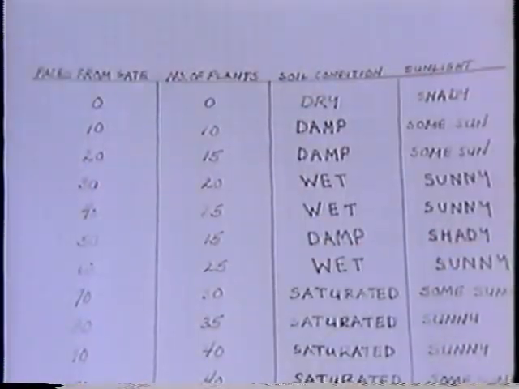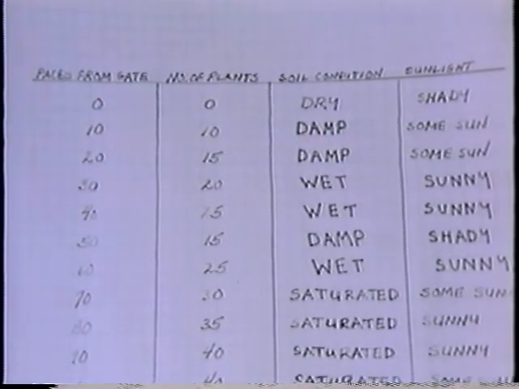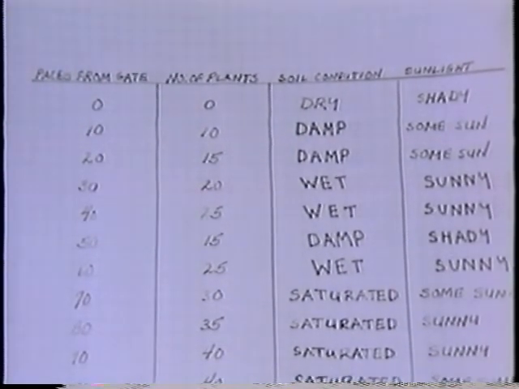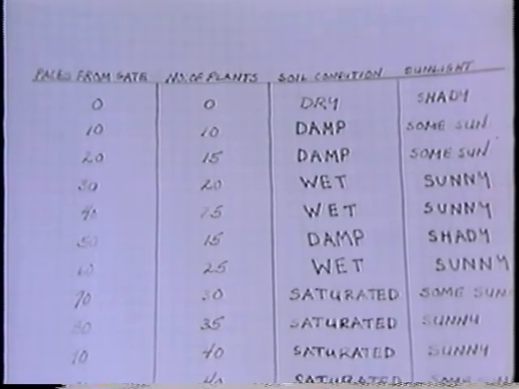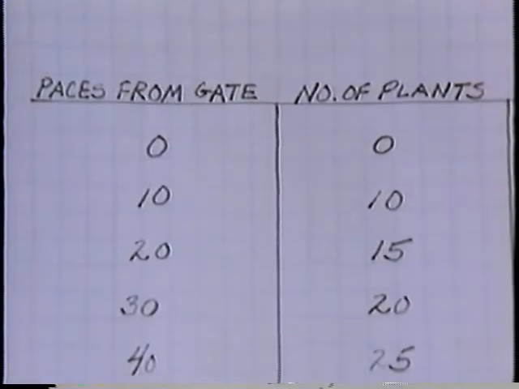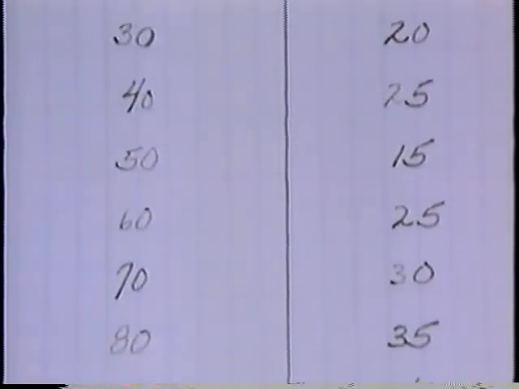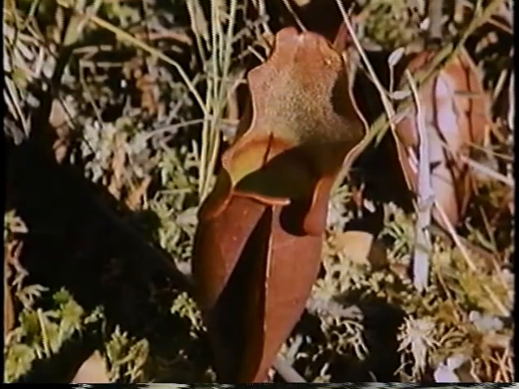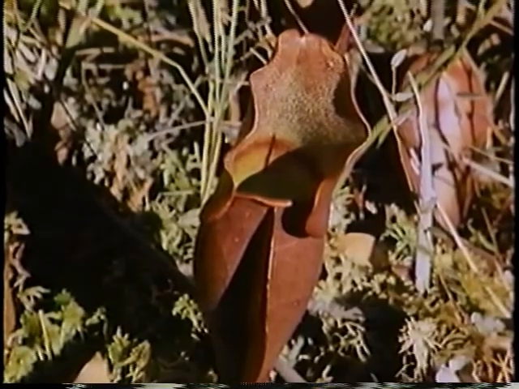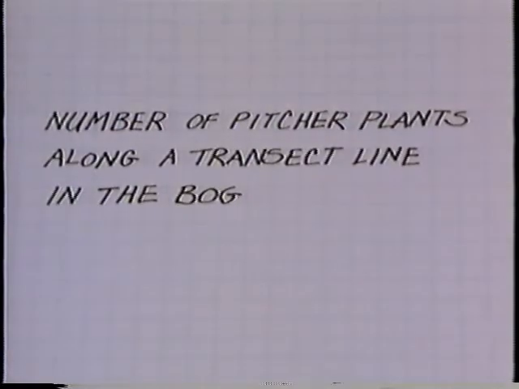Once the data is gathered, the quantitative data can be displayed using a graph. The boys will use a line graph. A line graph is a good method of visually showing the relationship between two variables. The distance from the gate is one variable, and the number of pitcher plants is the other variable. The boys will title the graph Number of pitcher plants along a transect line in the bog.